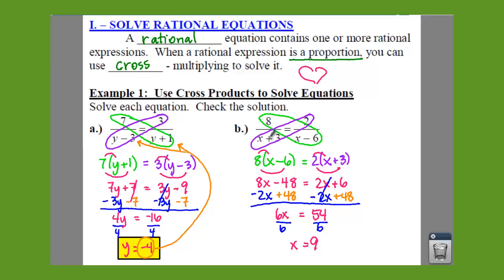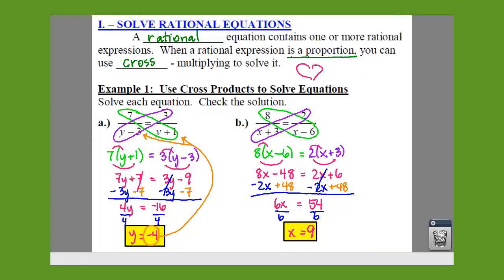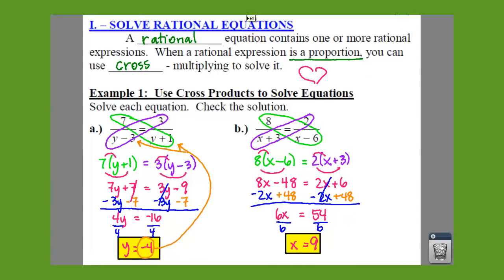So now you need to check your 9. If you plug a 9 back into the right side, 9 minus 6 is 3, so that doesn't equal 0. 9 plus 3 is 12. That doesn't equal 0 either. So we can put a box around our answer, x equals 9. And that, my friends, is how you solve proportions.